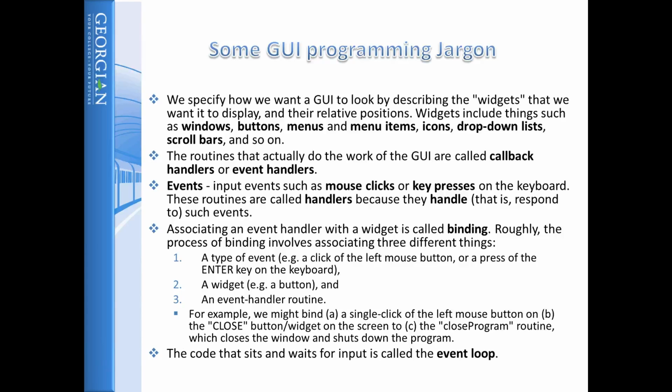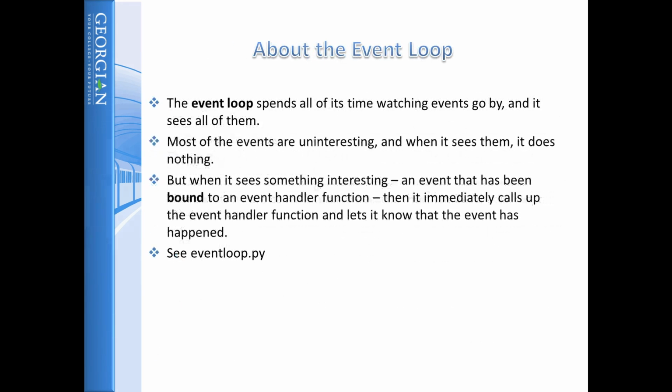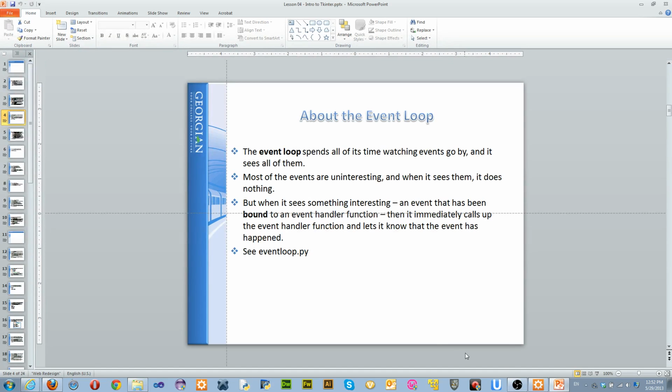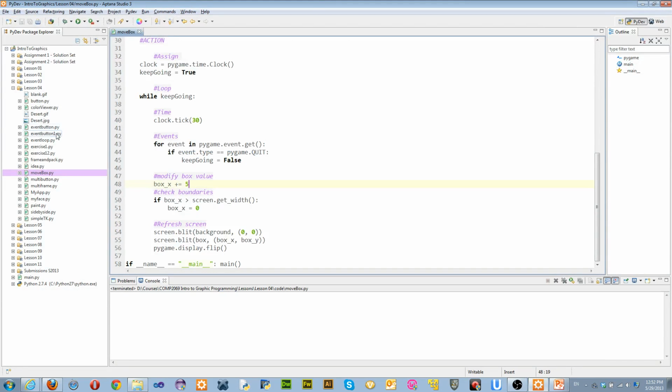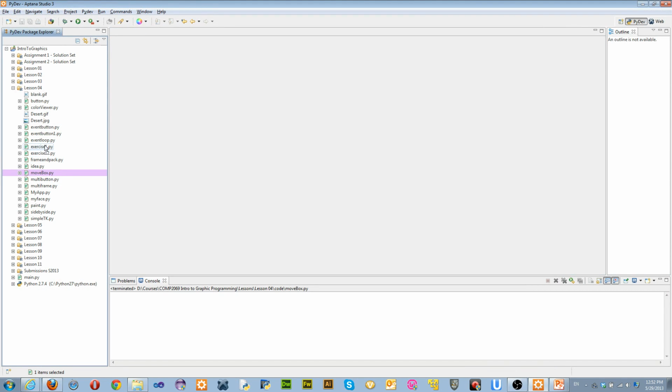It also talks about an event loop, which is very similar to Pygame. So again, you could use the idea in other frameworks here as well. So here's an event loop, and we're going to look at eventloop.py to talk about Tkinter a little bit. So we go back to Aptana and look at eventloop.py and just close up MoveBox. So here's eventloop.py.